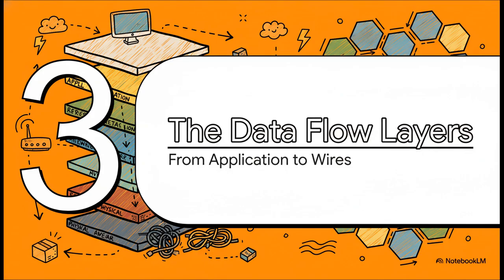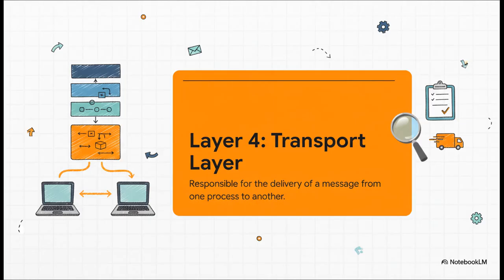Okay, so our data is translated, it's secure, and the conversation is all set up. Now we get to the really nitty-gritty part. We move down to the lower 4 layers, and their job is to handle the logistics of actually moving all that data across the network. I like to think of this layer as the quality control manager. It takes that big chunk of data from the upper layers and chops it into smaller, numbered pieces.